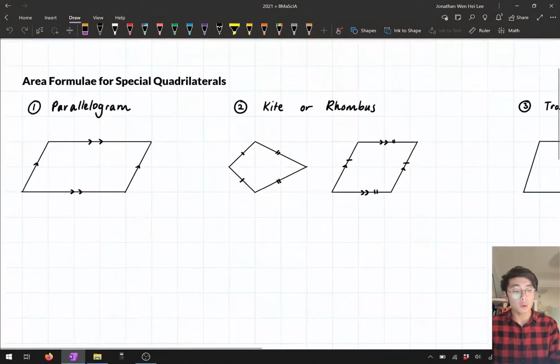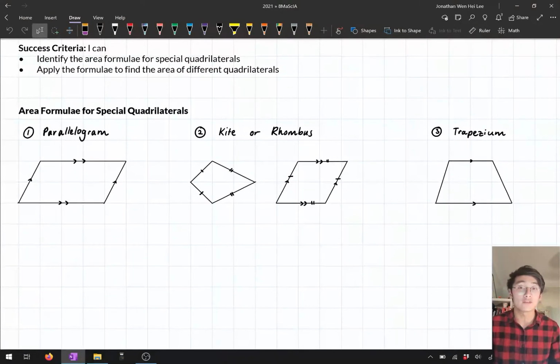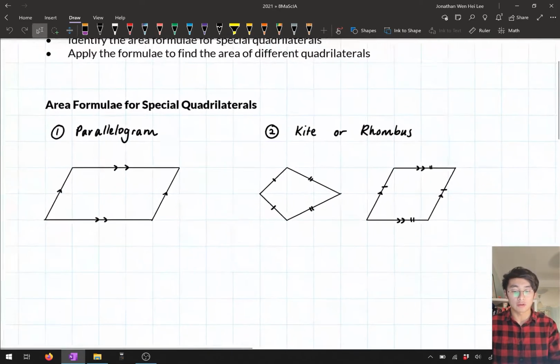So what we want to be able to do is find the area of these following quadrilaterals. The first one we're going to be looking at is a parallelogram. Then we're going to be looking at a kite or rhombus, because they both have the same formula. And the final one is a trapezium. So let's have a look at these three shapes.